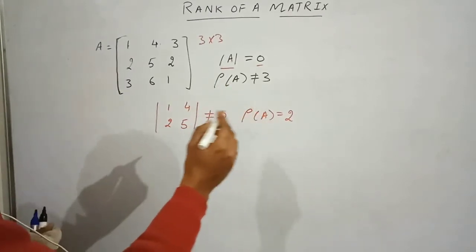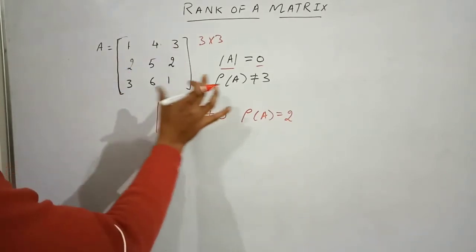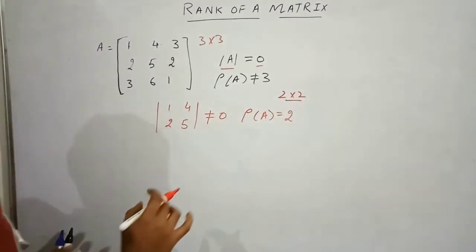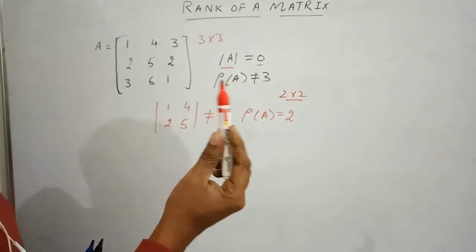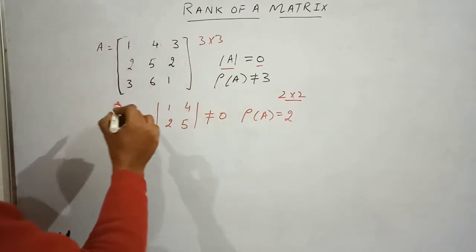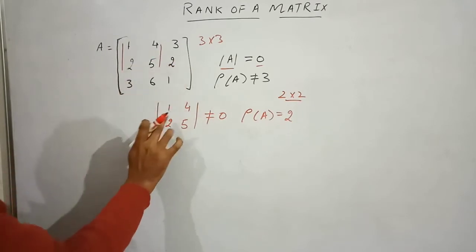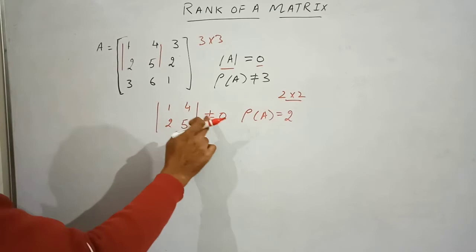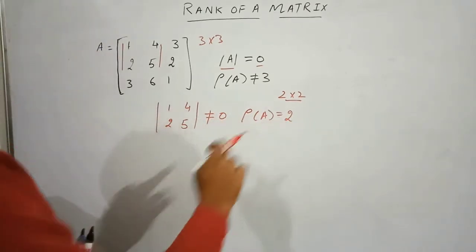To verify whether the rank is 2 or not, we will take the minors of order 2 by 2, and we will see that if at least one of the minors is non-zero, then the rank is 2, otherwise the rank is 1. Taking the first minor from here, 1, 4, 2, 5, this is 5 minus 6, which is minus 1. This is non-zero, and the rank of A is 2.